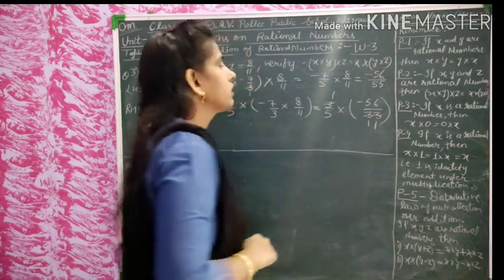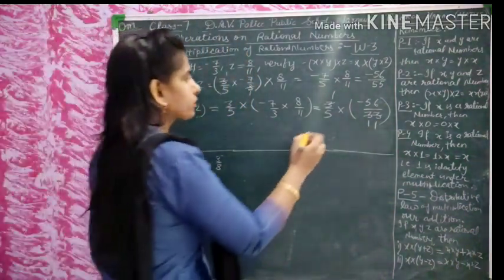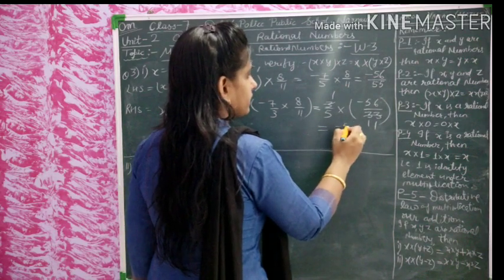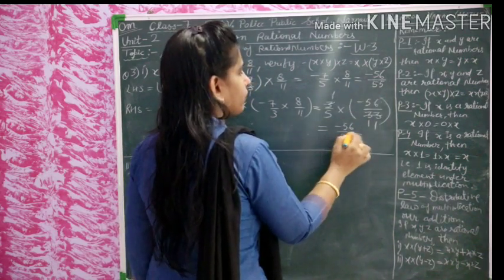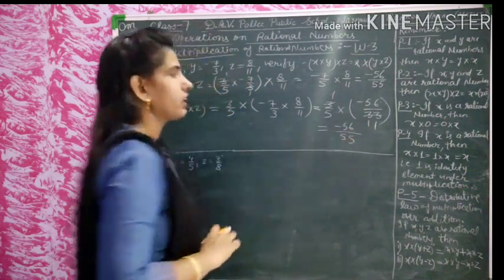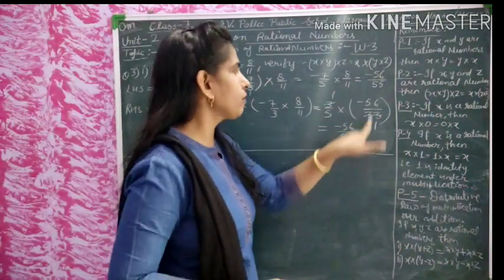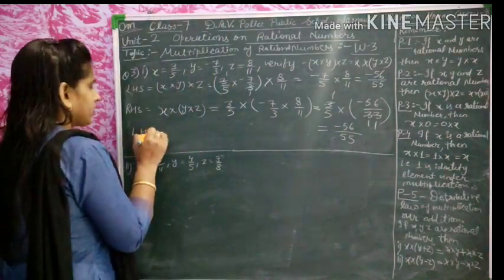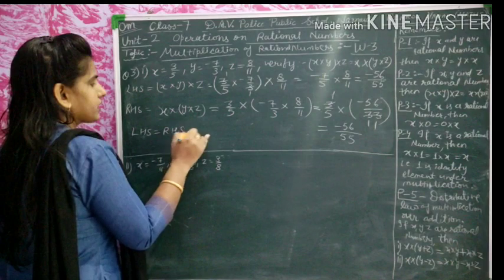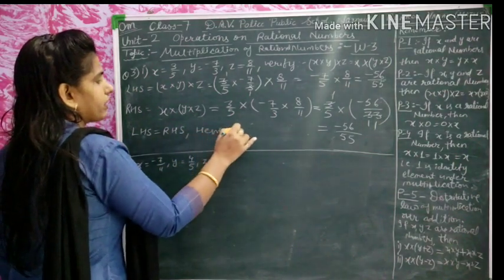These are both numbers divided by 3 here. 3 times 11 is 33. So students, we are seeing there minus 56 in the numerator and 11 times 5 is 55 in the denominator here. Now this will be the same here, LHS and RHS. So hence verifying here, LHS is equal to RHS, hence verified here.